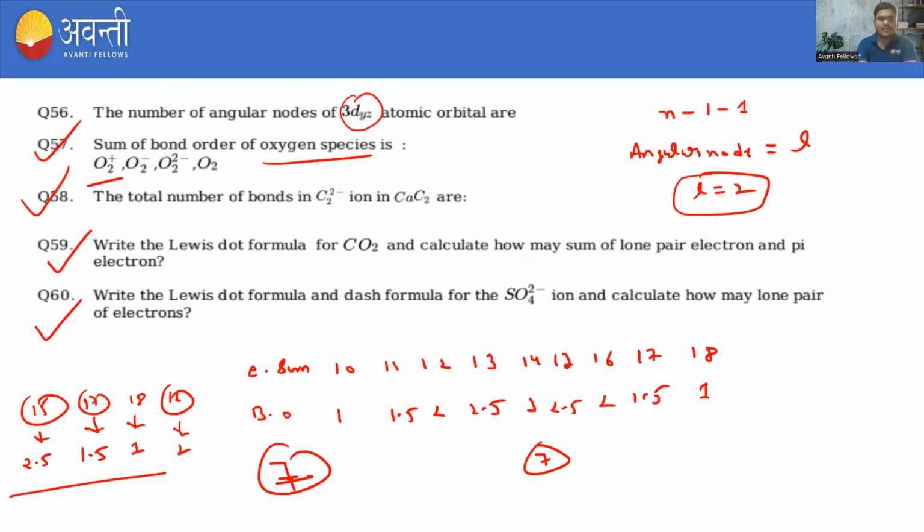Did everyone understand? Because in this question, they ask to write the Lewis dot formula and the dash formula for the sulfate ion and calculate how many lone pairs of electrons. So you need to calculate the lone pairs of electrons for this, right? So how many lone pairs of electrons are there in this question? How will you calculate the number of lone pairs? We can calculate the lone pairs by using this.